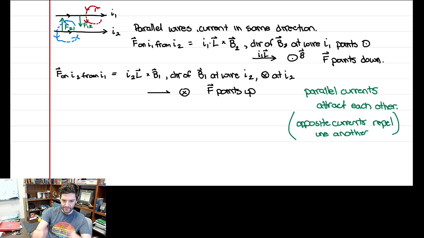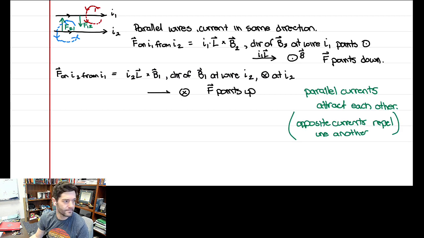This is kind of interesting. If you have two currents side by side that are going parallel in the same direction, is really what I should say, right? Parallel currents meaning in the same direction, they end up attracting one another. Whereas if you have two currents and one of them is going the opposite direction, they repel one another. Maybe I'll just tease one of the answers.